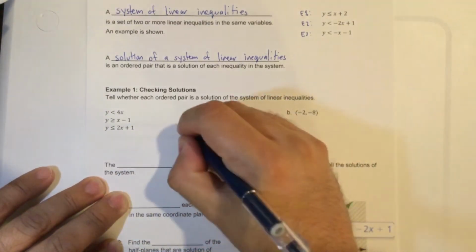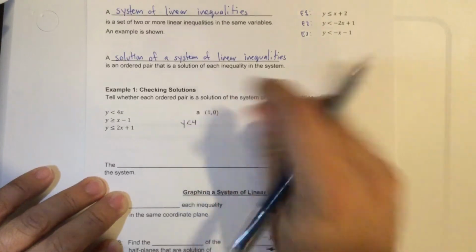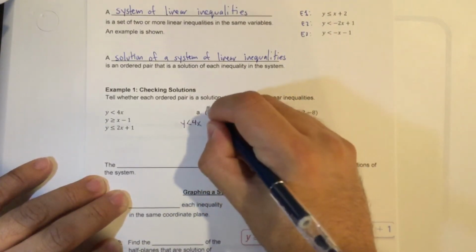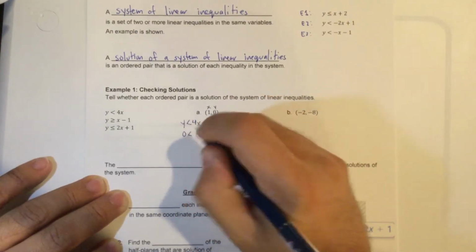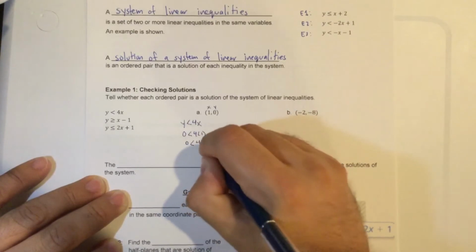So we'll start with y is less than 4 times x. And so the first thing we'll do is we'll change this as x and this is y. So 0 is less than 4 times 1. 0 is less than 4. That is true.